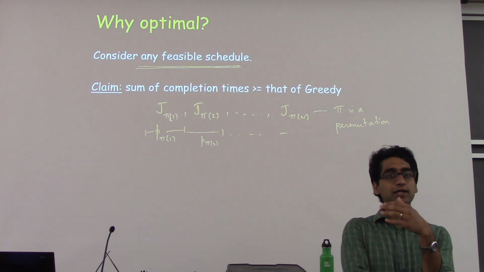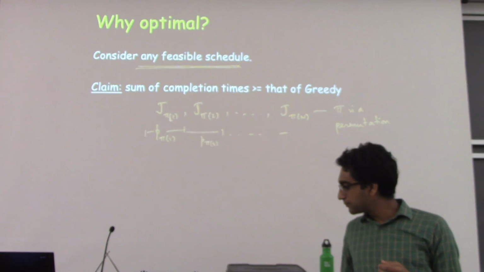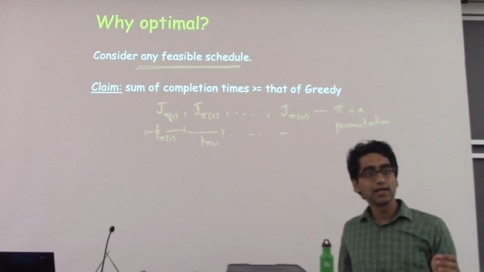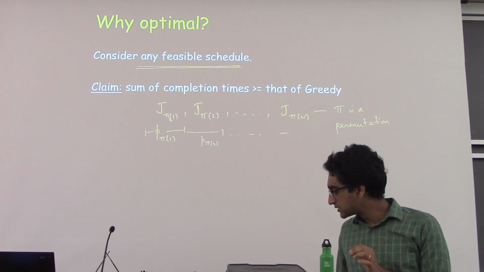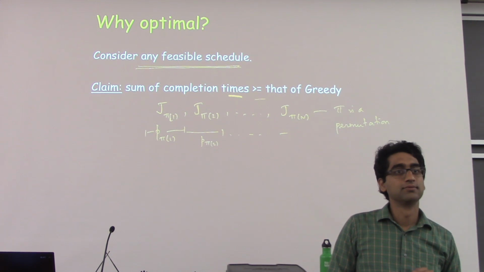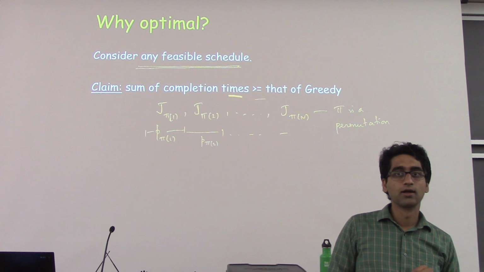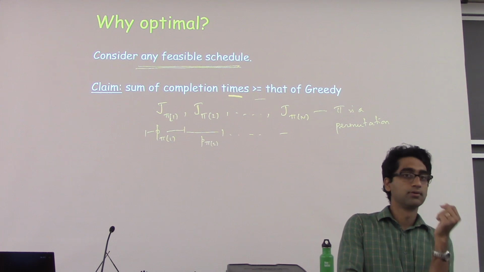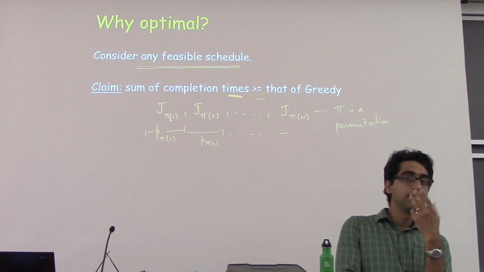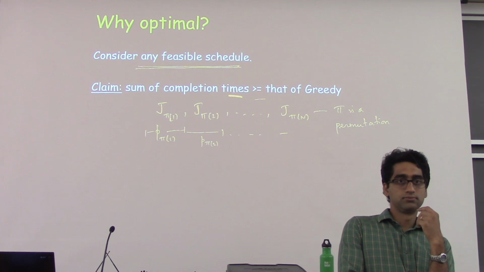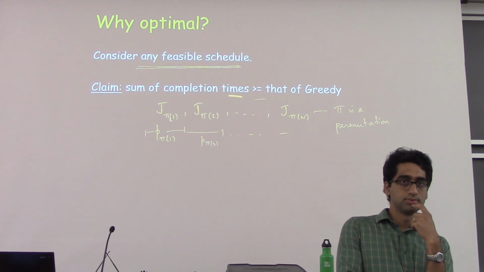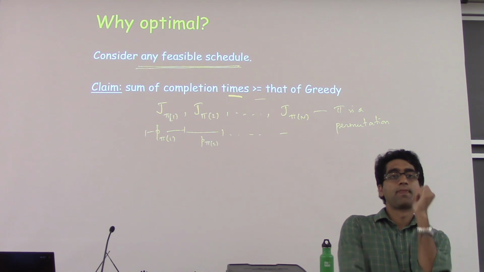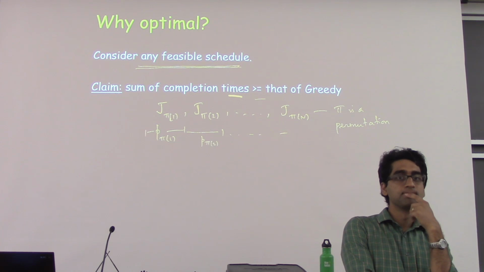So how would you argue that the sum of completion times here is at least as big as the sum of completion times in greedy? Yeah. So could we approach it as a proof by contradiction? Let's say we have the optimal one, and let's say that it's greedy. We could say if you switch any arbitrary pair of numbers, we could prove that that increases the value.